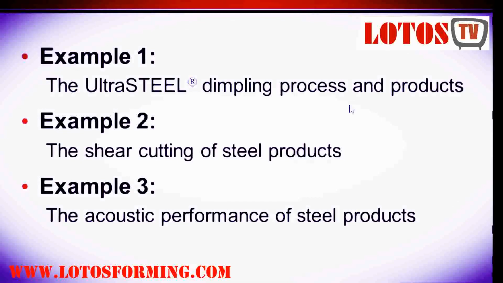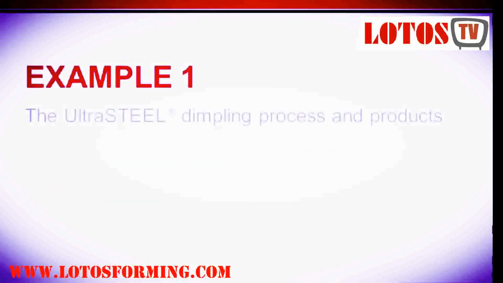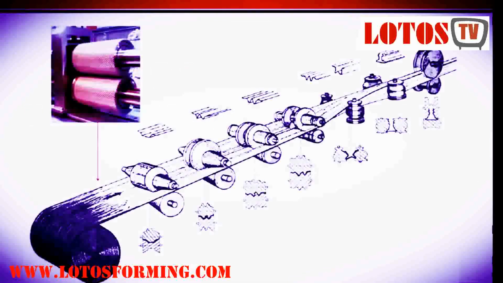The first example is about the ultra steel dimpling process and products. The second example is about the shear cutting of the cold form steel products. And finally, the third example is about the acoustic performance of cold form steel products. So this is the first example. It's about the ultra steel dimpling process and products.